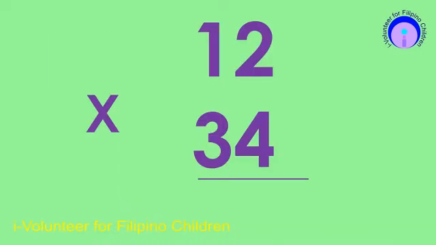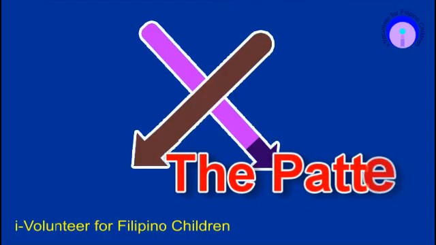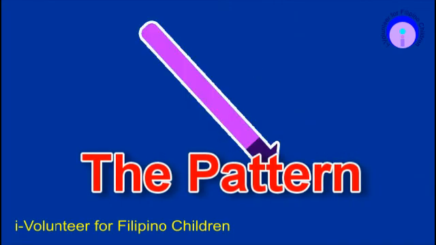And now, we have the answer. 12 times 34 is equal to 408. Kindly take note of the pattern in multiplying 2 by 2-digit numbers.